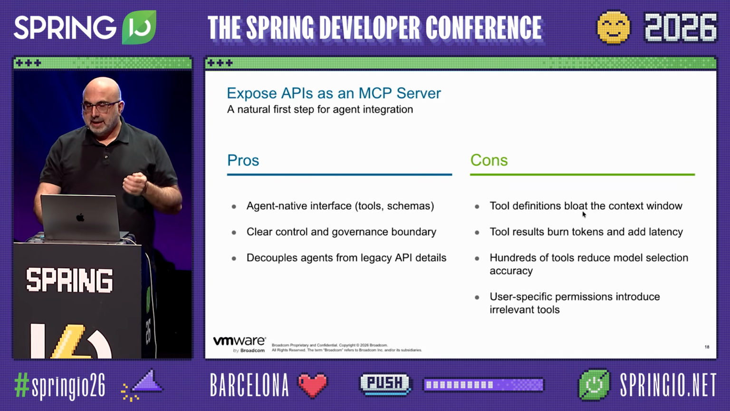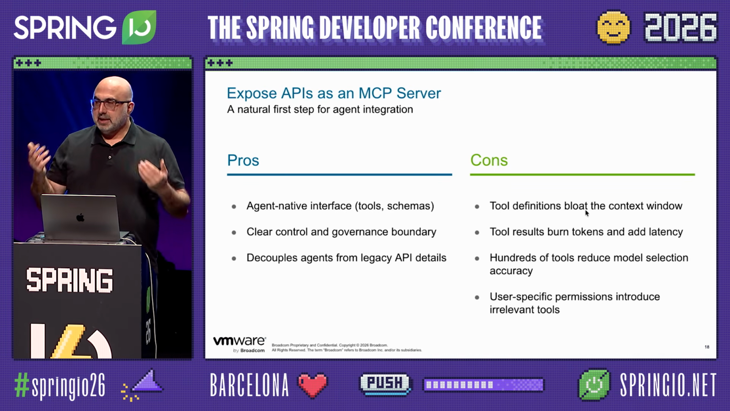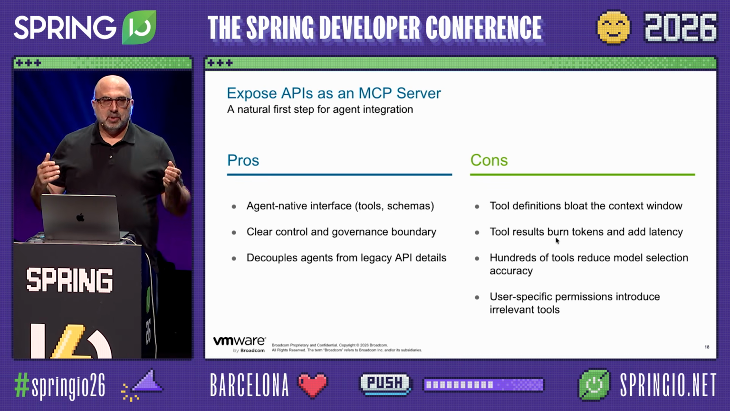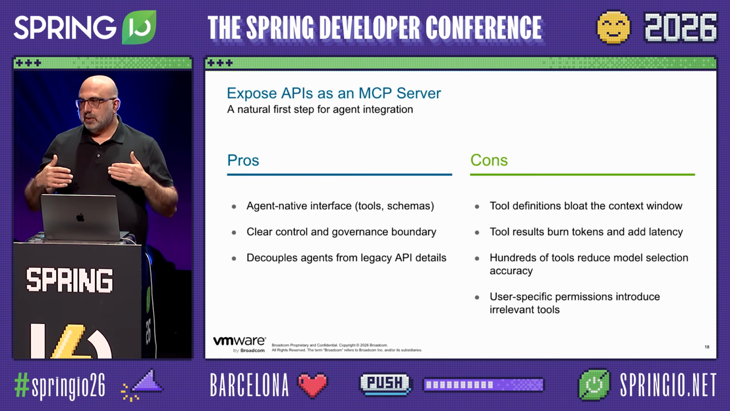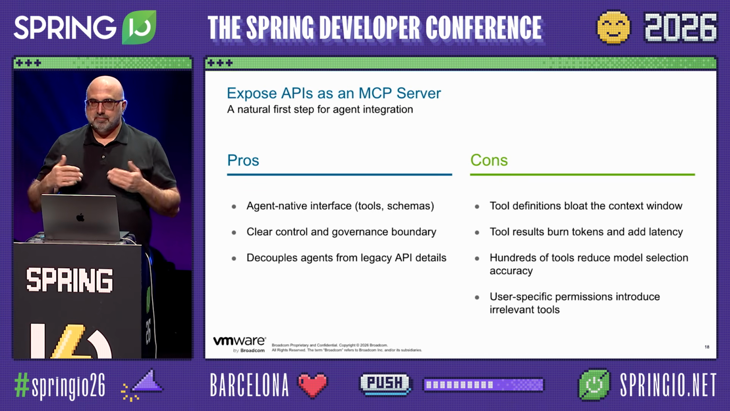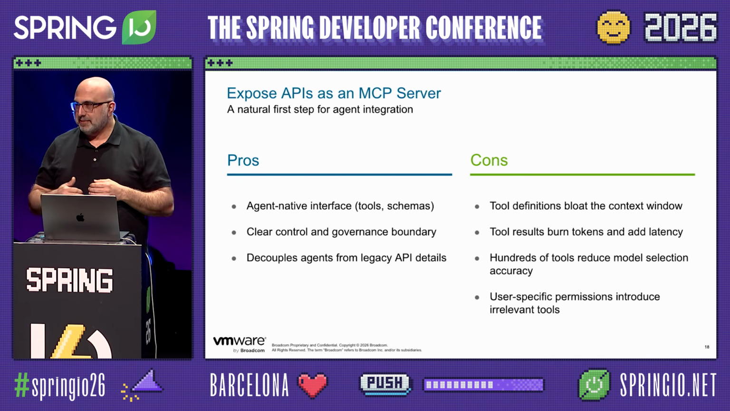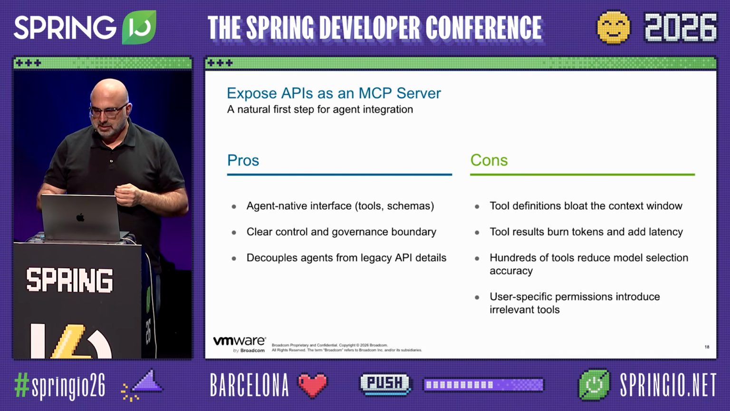However, you can have tool bloat, eating up your context window. You are burning up tokens and adding latency. Remember, you pay per token. So the more tokens you consume, the more money the model providers are going to get. But maybe your CFO won't be so happy, right? Your business may not be happy that you're using a lot of tokens.